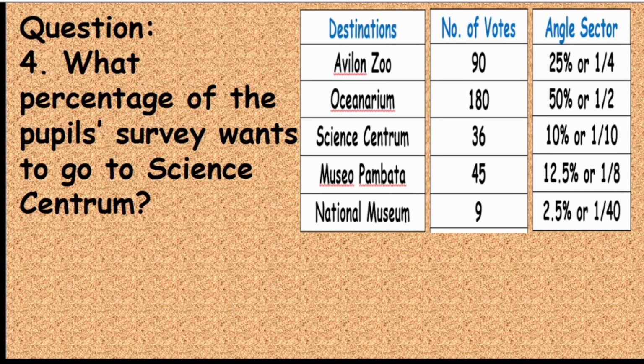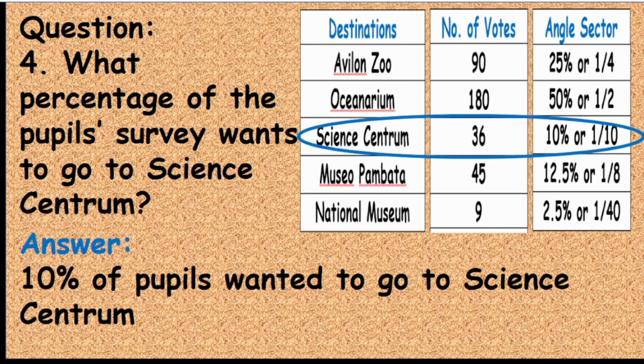So the answer is twice the number of pupils like to go to Oceanarium compared to Avalon Zoo. Number 4. What percentage of the pupils surveyed wants to go to Science Centrum? So the answer is 10% of pupils wanted to go to Science Centrum.